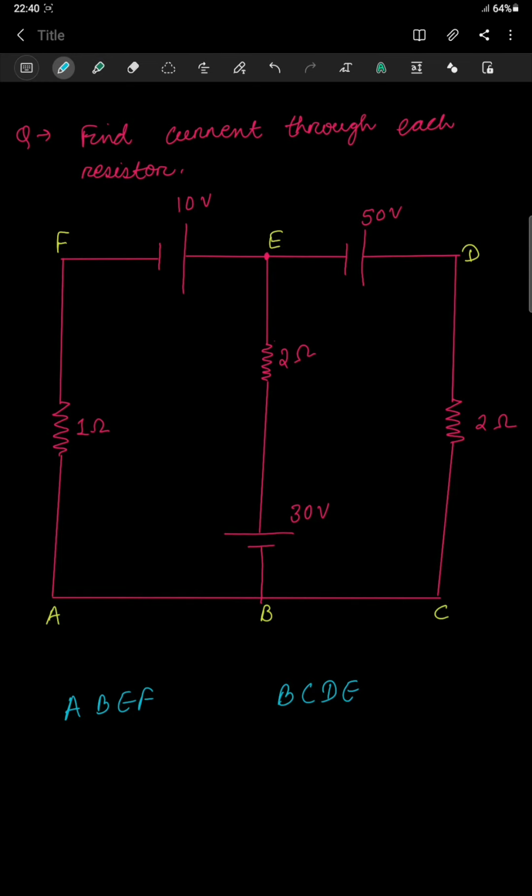First, we will try to make out in which direction we are going to move. Okay, so let me move in this direction. In the second loop also I have to move in the same direction. It is like this. So basically I'm moving in the clockwise direction.